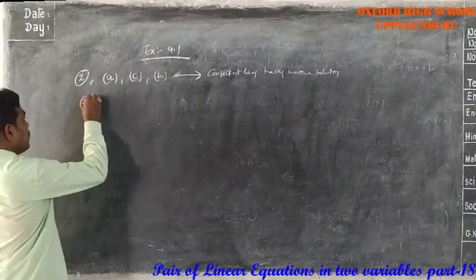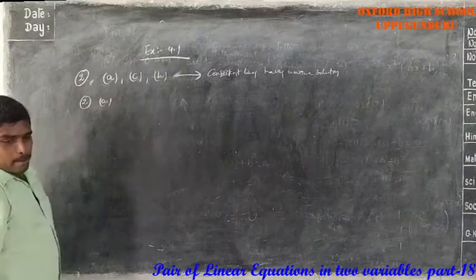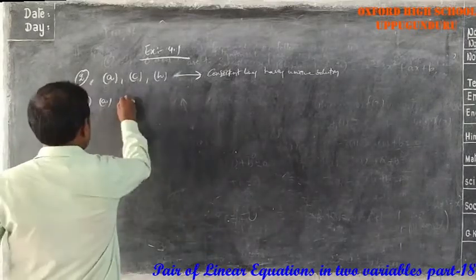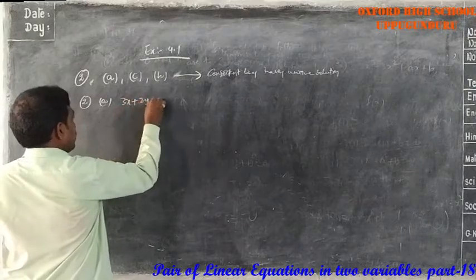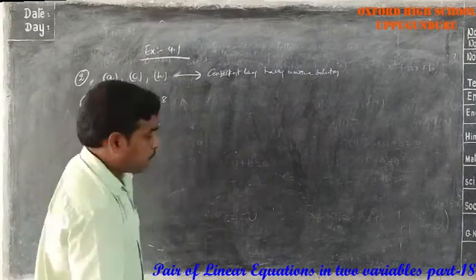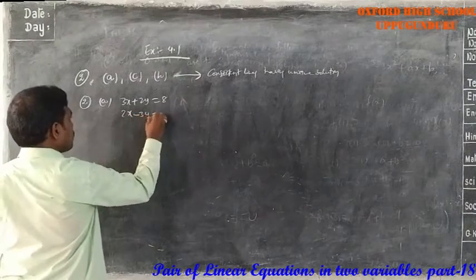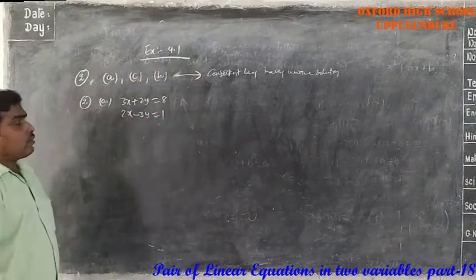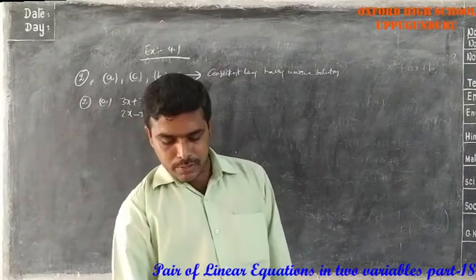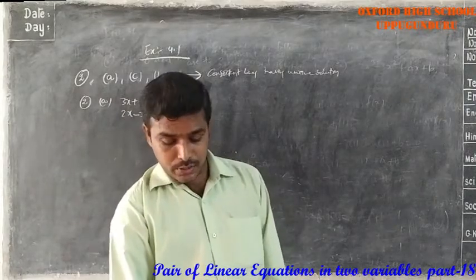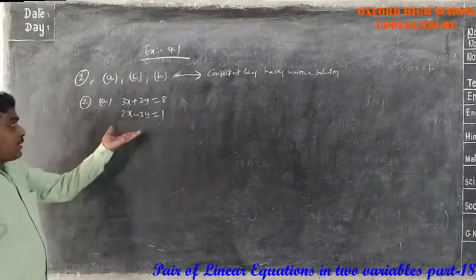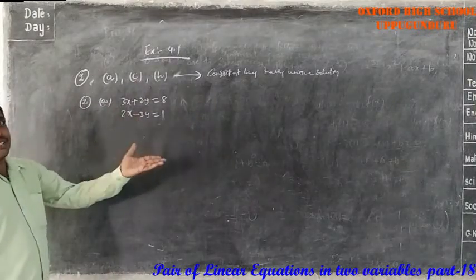So second Roman, first problem. 3x plus 2y equal to 8, 2x minus 3y equal to 1. So this is the first problem. What is the question they gave? Check whether the following equations are consistent or inconsistent. Solve them graphically. So first you have to check whether this pair of equations is consistent or not.